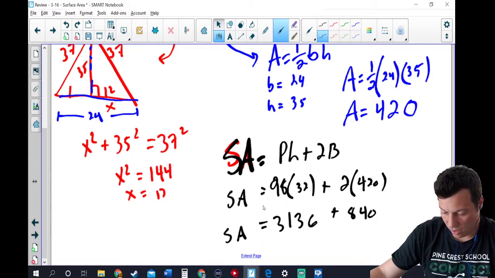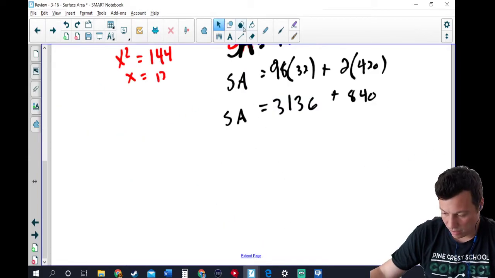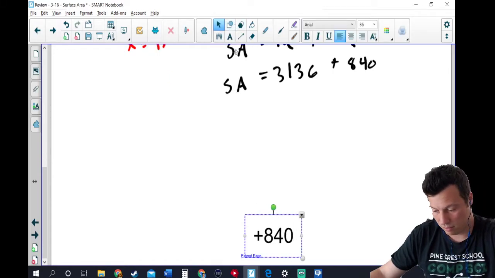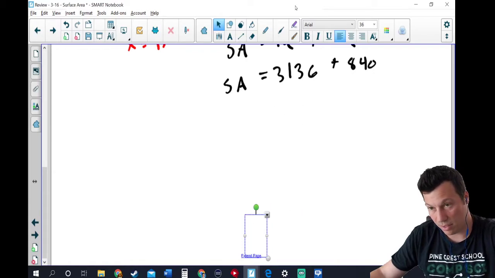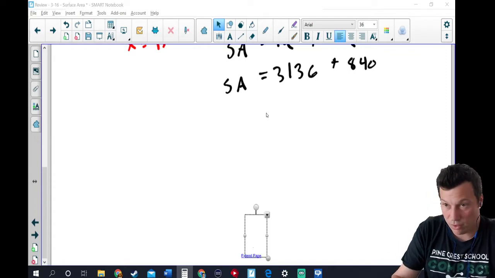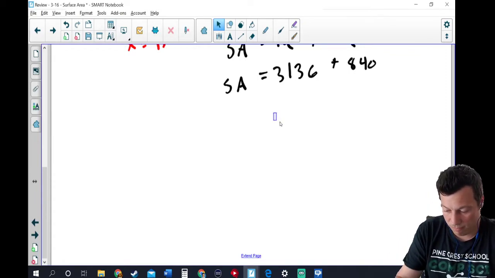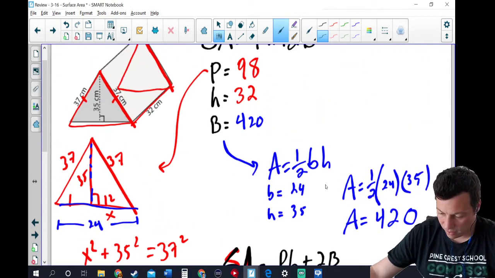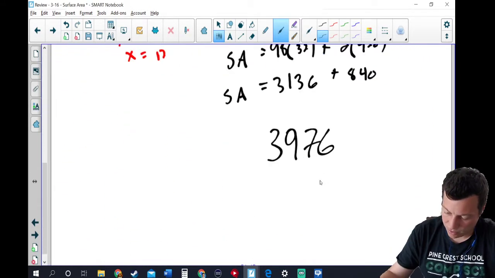And we can add those together. What is that? 840 plus 3136. I typed it in because I didn't click the calculator. That gives 3976, and again, the units are square centimeters.